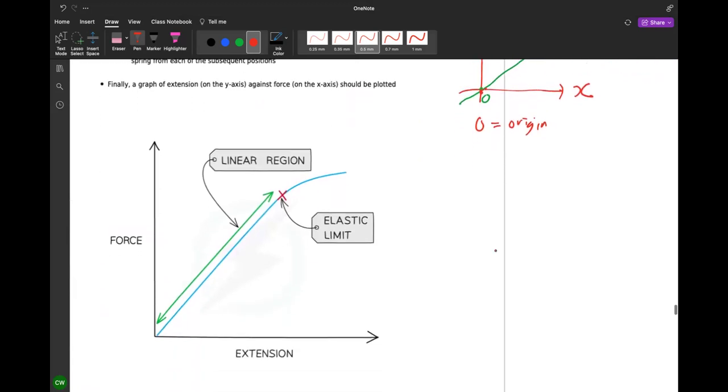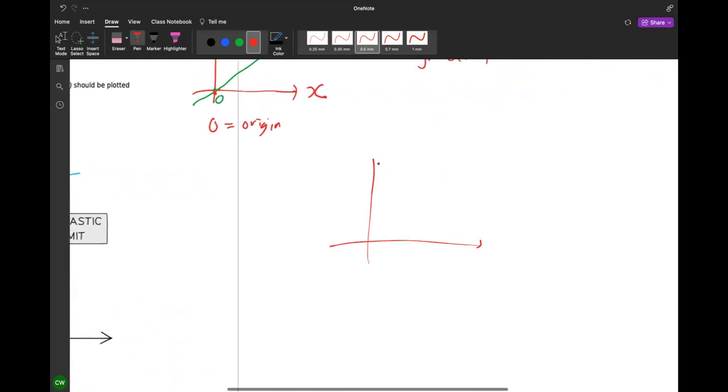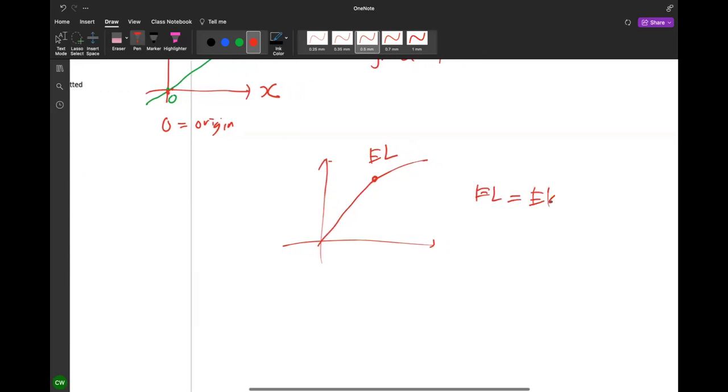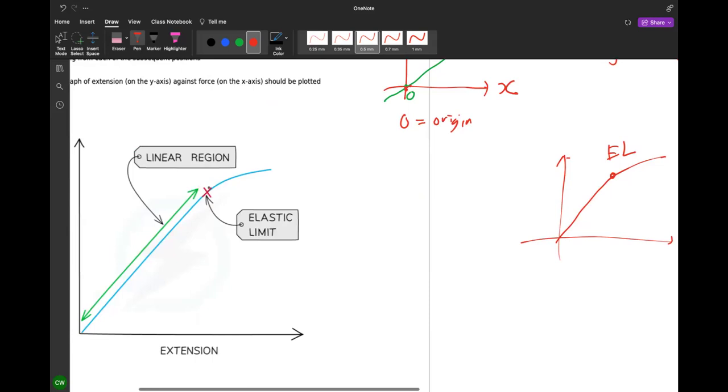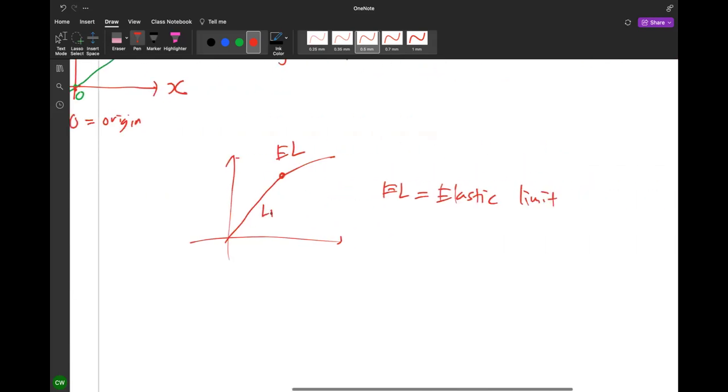Okay, then there is one point here. This point is called the elastic limit, EL. EL stands for what? Elastic limit. 极限, 什么是极限? The point that once over this, it's no longer elastic. Before this point, this is linear. After this point, it becomes curved, non-linear. F and S. Okay, you need to know this point. In the exam, they'll ask you about this point. So you should know this is the elastic limit.